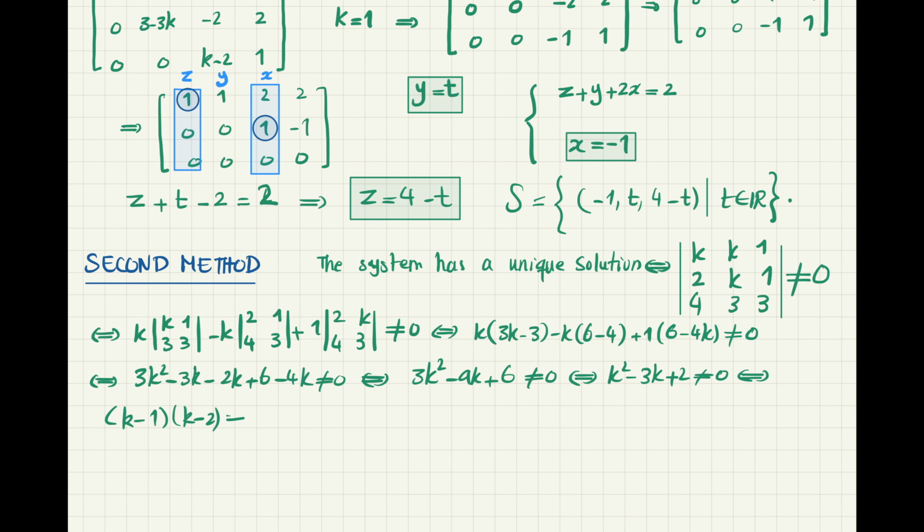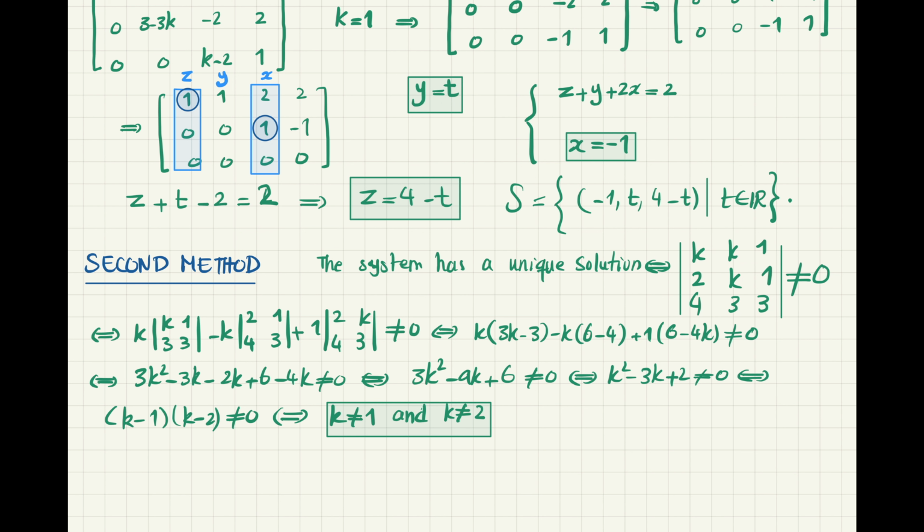It's not equal to 0. It's easy to check. If you multiply this, you will get this. And then if this is not going to be 0, this happens under the condition that neither of these factors is equal to 0. So this means that k shouldn't be equal to 1 and k shouldn't be equal to 2. So that's exactly what we found using the Gauss elimination method.